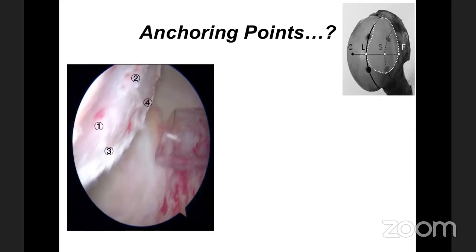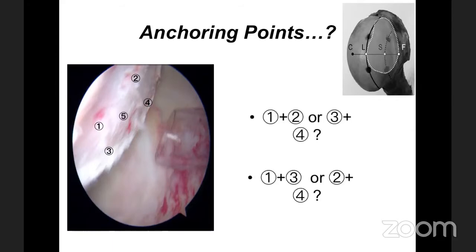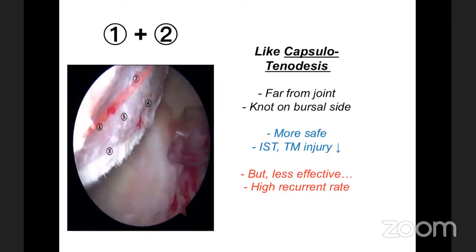If you put anchors very close to the attachment of the rotator cuff, you may not get the checkrein type of effect. If you do it very close, you might get a very tight and painful situation. And if you do it in the center, you might get a good effect, but the healing potential is very, very less. So understand each position in detail.